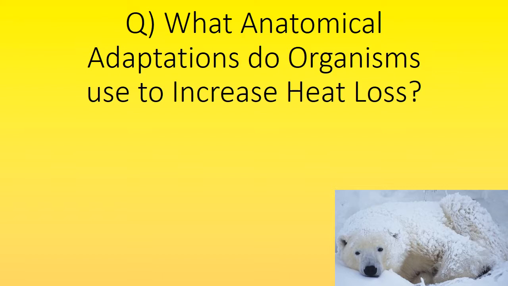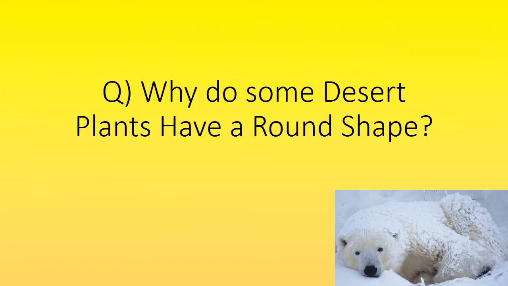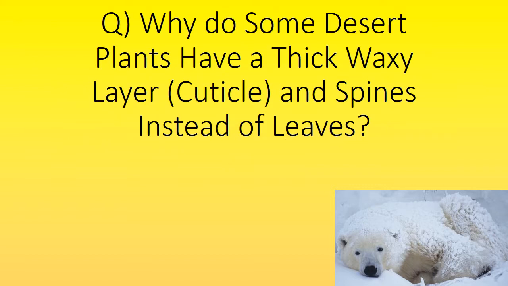What anatomical adaptations do organisms use to increase heat loss? Small size. Another way is large ears, which allow more blood to flow near the surface of the skin, meaning heat from the blood can be radiated to its surroundings. Or stored fat in one area allows heat to be lost more easily. Why do some desert plants have a round shape? To give them a small surface area to volume ratio to minimize water loss from the surface.